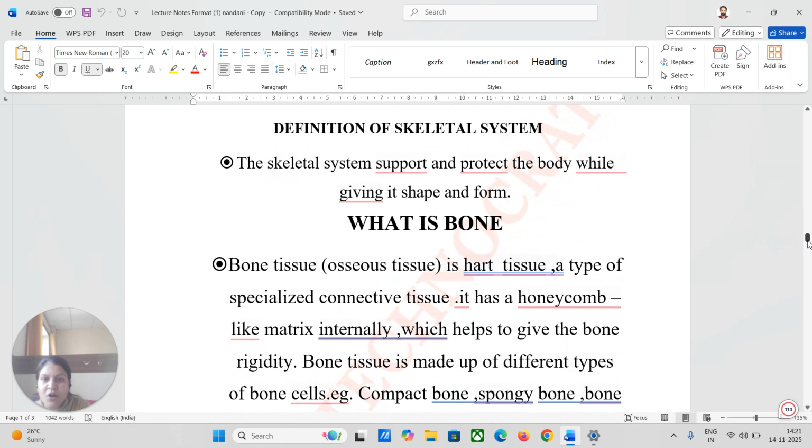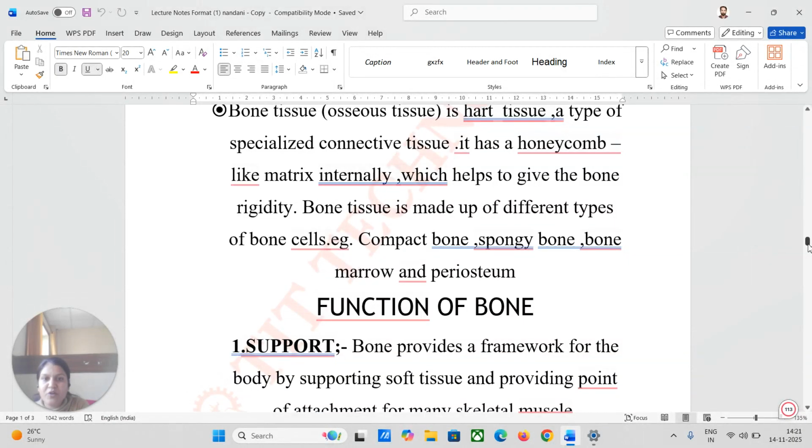What is bone? Bone tissue is a hard tissue, a type of specific connective tissue. It has a honeycomb-like matrix internally, which gives the bone rigidity. Bone tissue is made up of different types of bone cells. Examples: compact bone, spongy bone, bone marrow, and periosteum.